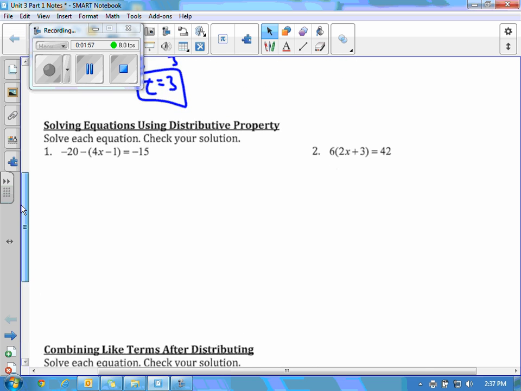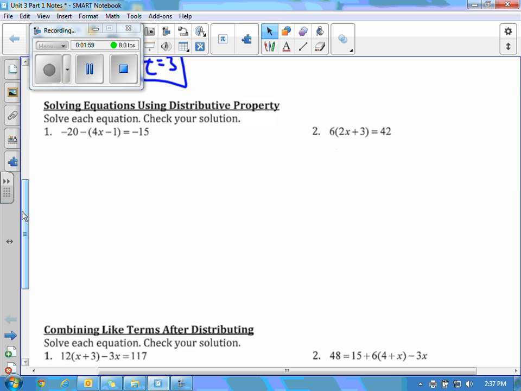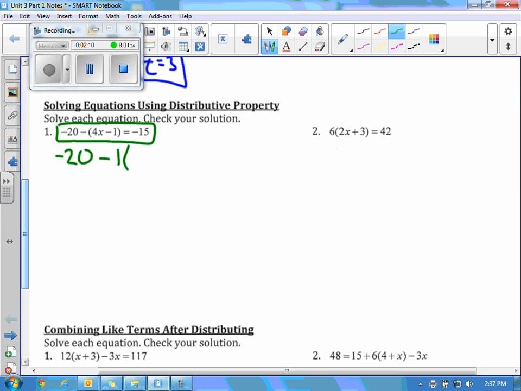Scrolling down, the next section says solving equations using distributive properties. So if you look at the first one, I'm going to box and rewrite to begin with. I have negative 20, and then I have a minus sign, so I'm going to add in that ghostly 1 or whatever it's called to help me out. So I need to distribute first. So I have negative 20. Negative 1 times 4x is negative 4x. Negative 1 times negative 1 is positive 1 equals negative 15.